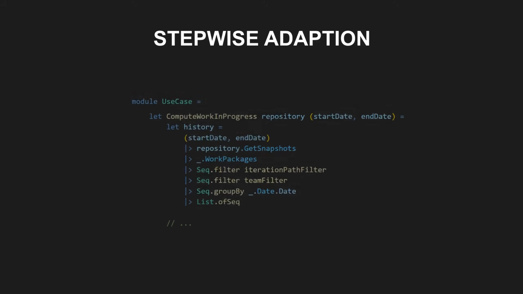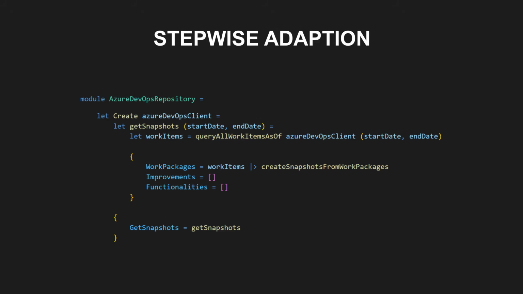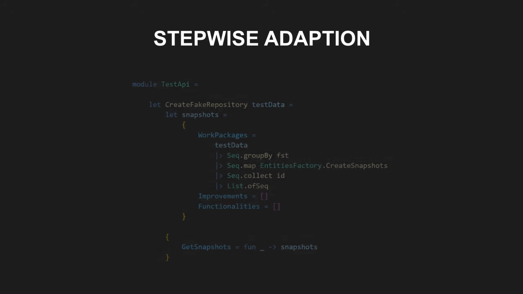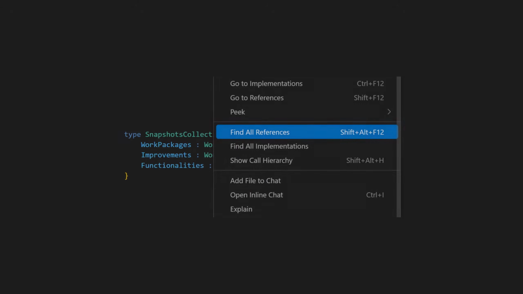The first priority is obviously to get the code compiling again. We can do this by using the work packages property of the snapshots collection everywhere a collection of work item snapshots is expected. Similarly, in the repositories we return a snapshots collection with empty lists for improvements and functionalities. With these changes the code compiles, the tests stay green, and we can commit. From here we adapt the code step by step. The key difference to option 1 is that we now have a clear API, the snapshots collection, which we can search for in the IDE with find all references. This ensures we won't miss anything.